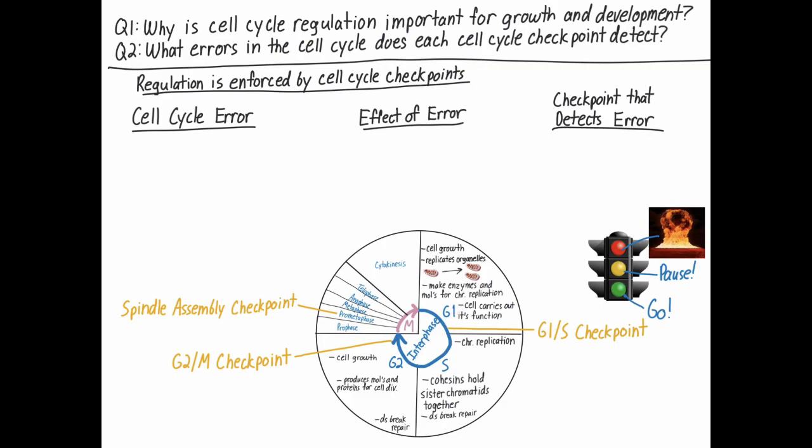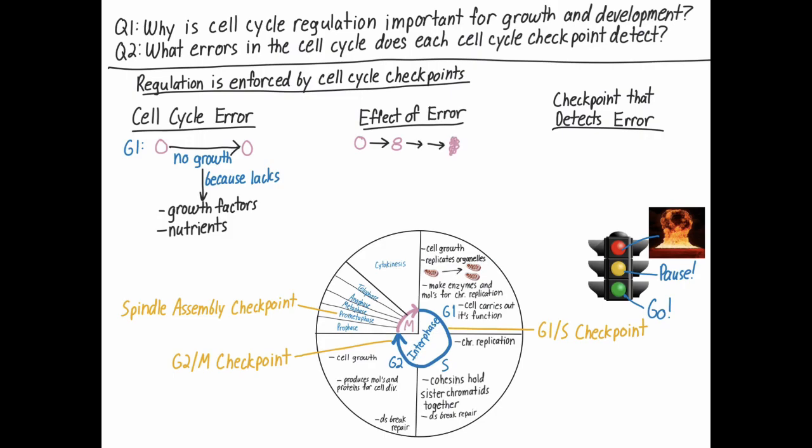Now, during G1, the cell grows. A cell might fail to grow because it lacks growth factors or nutrients. If such a cell divides and keeps dividing, the cells will get progressively smaller, which might lead to abnormal development. The G1/S checkpoint checks that the cell is large enough and has the right nutrients and growth factors to divide. The G1/S checkpoint is the main decision point that determines whether or not a cell will divide and proceed through the rest of the cell cycle. It occurs during G1 right before S phase.